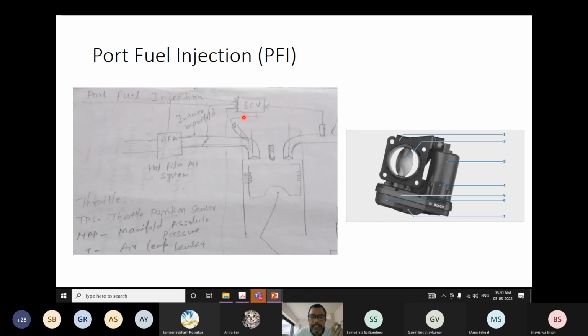The ECU will try to see that if I have to make the air fuel ratio 14.7, then corresponding to this mass flow rate, how much fuel I have to inject. That is very easy to calculate.